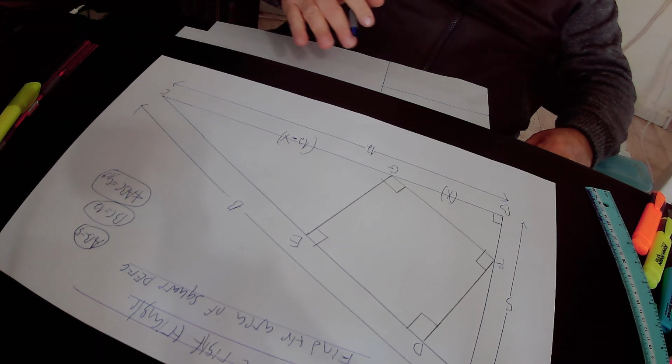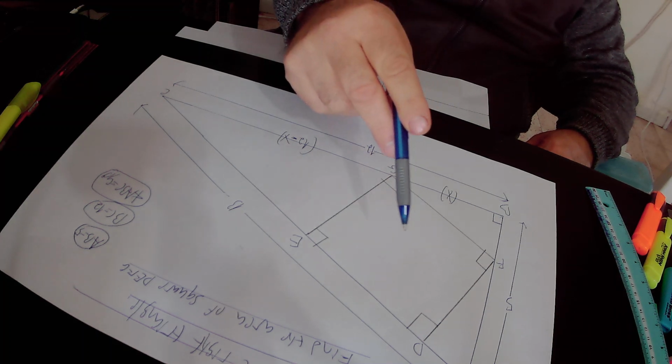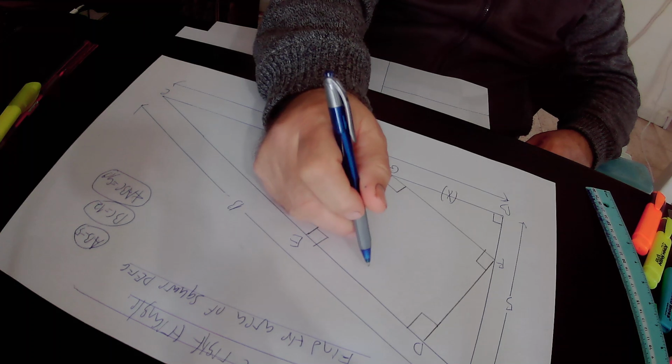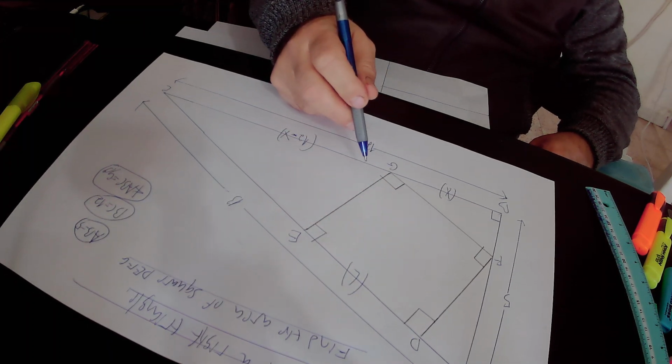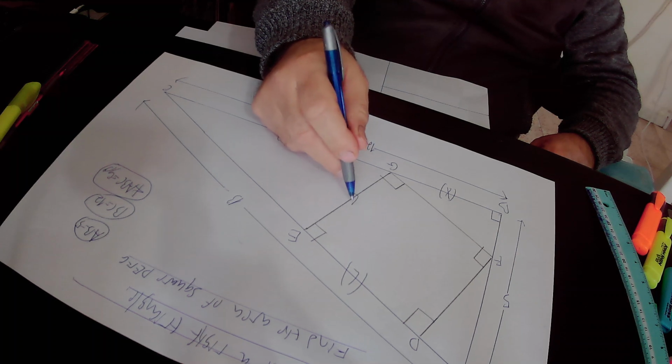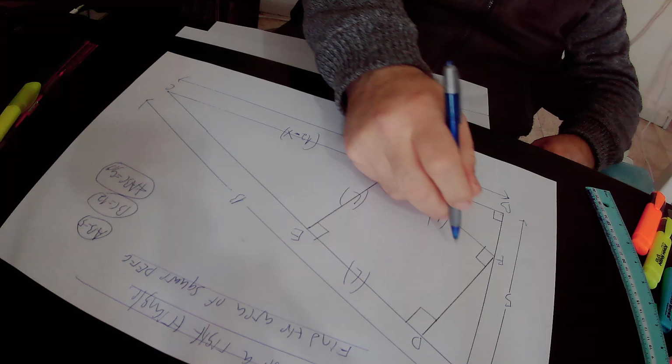And we also define the length of one side of this square DEFG as L. So all the sides of this square DEFG will be equal to L because all the sides of any square are equal to each other.